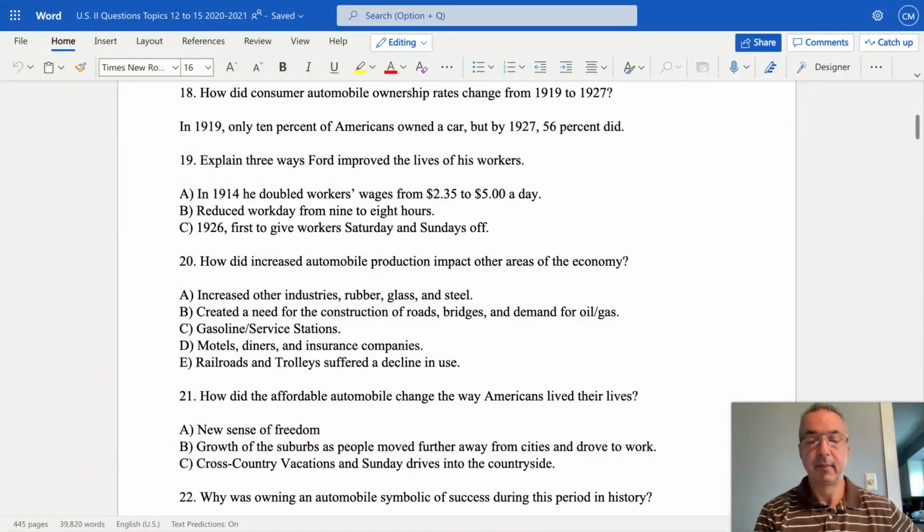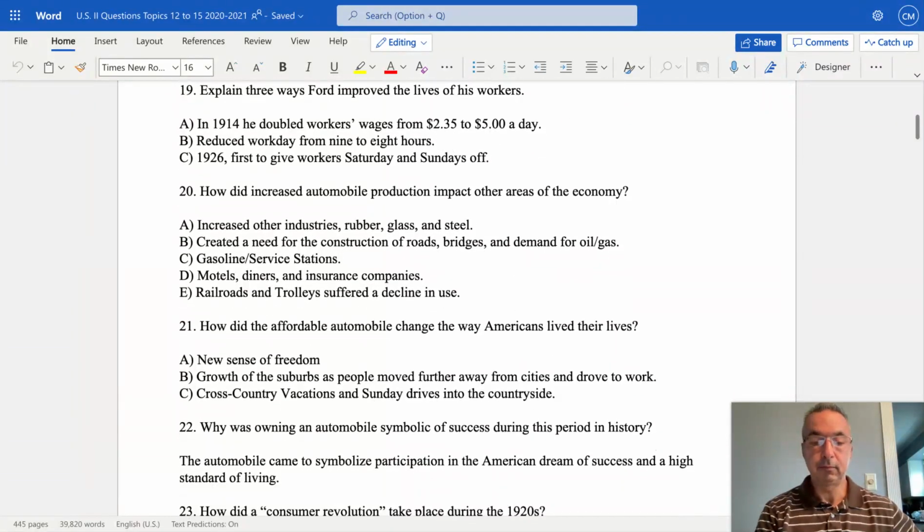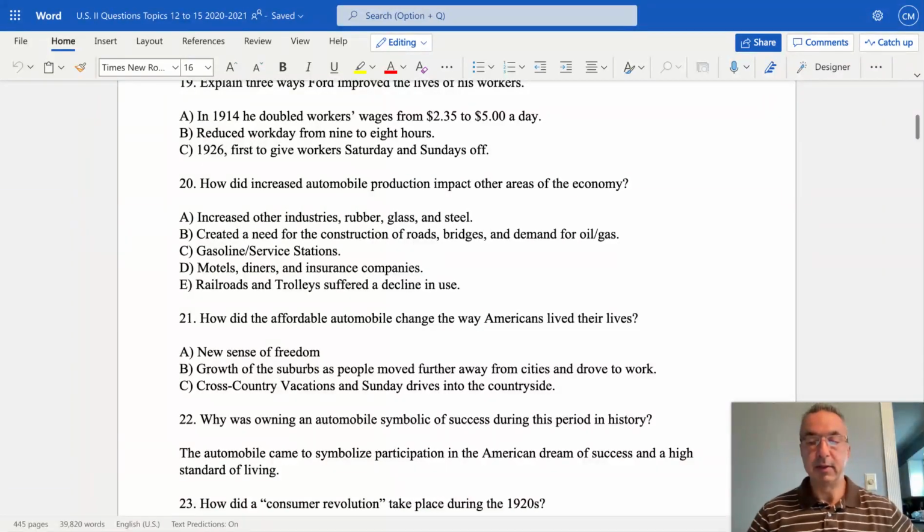22, why was owning an automobile symbolic of success during this period in history? This came to symbolize participation in the American dream. The American dream: own your own home, perhaps a car, have a family. Those are kind of the things that, I guess, stereotypically they emphasized during the 1920s forward.